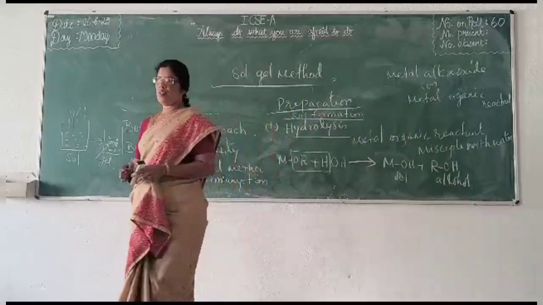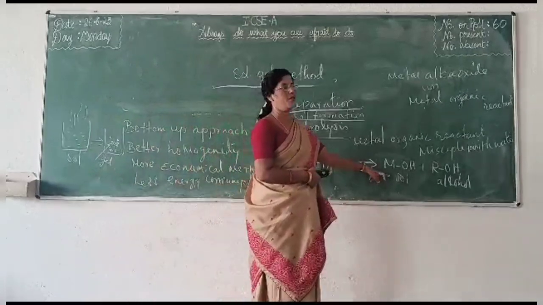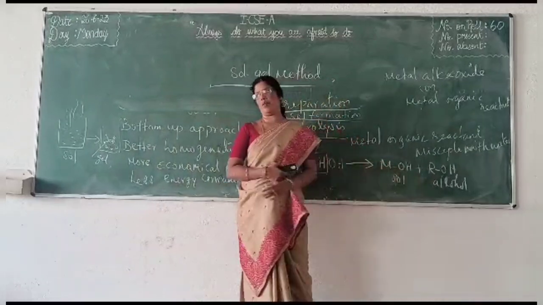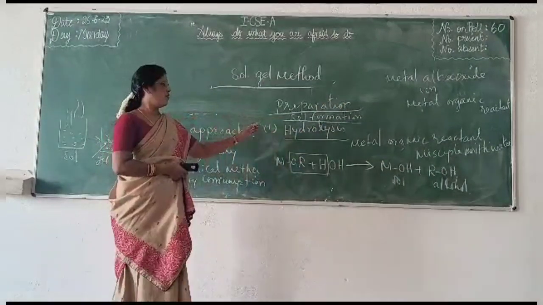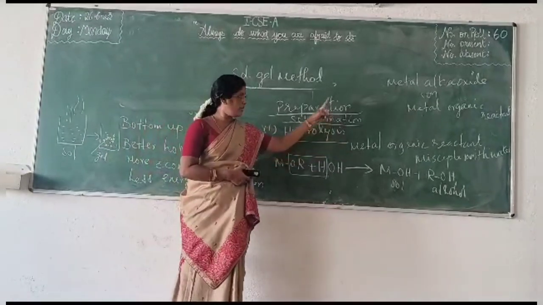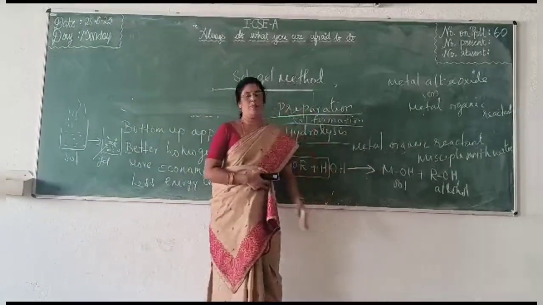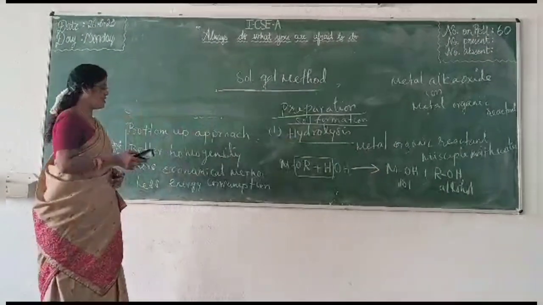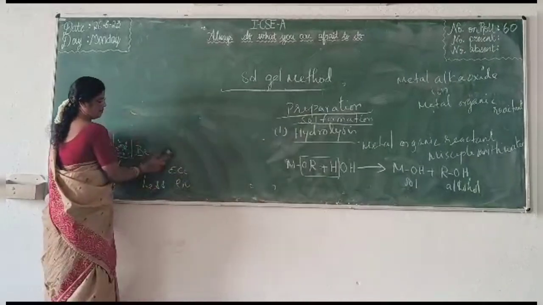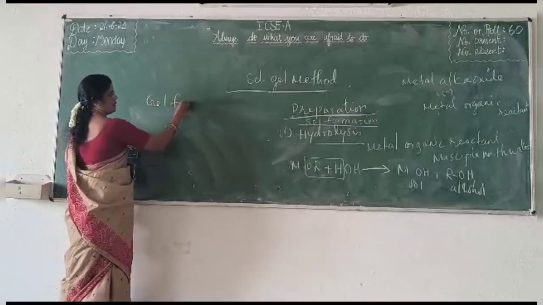So when metal alkoxide is miscible with water, it produces salt and alcohol is formed. During the hydrolysis, the metal organic reactant or metal alkoxide is dissolved in or miscible with water, resulting in the formation of salt. This is the salt formation. Next is gel formation.